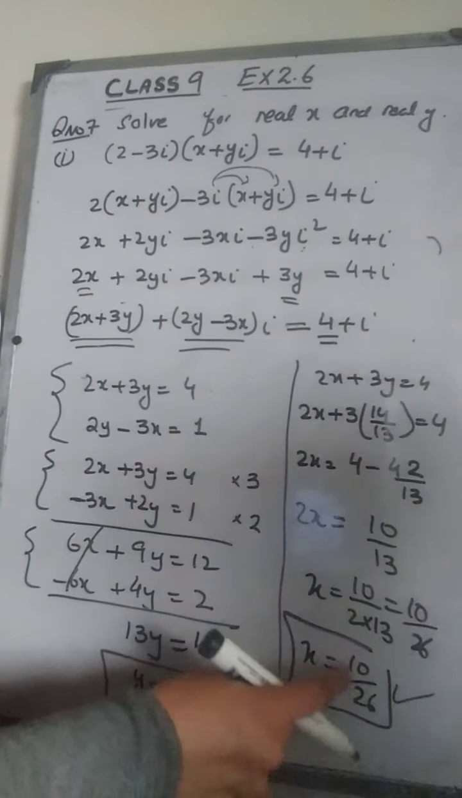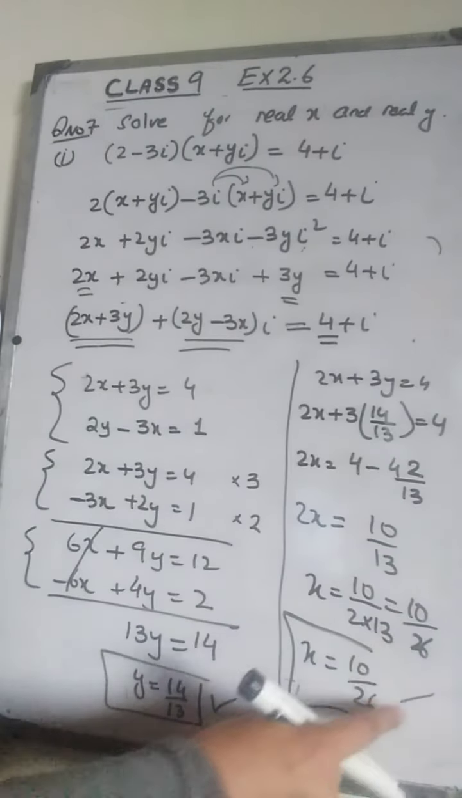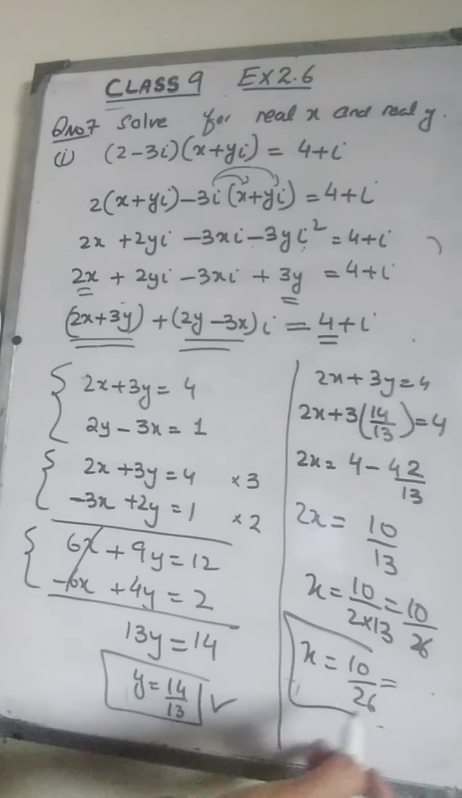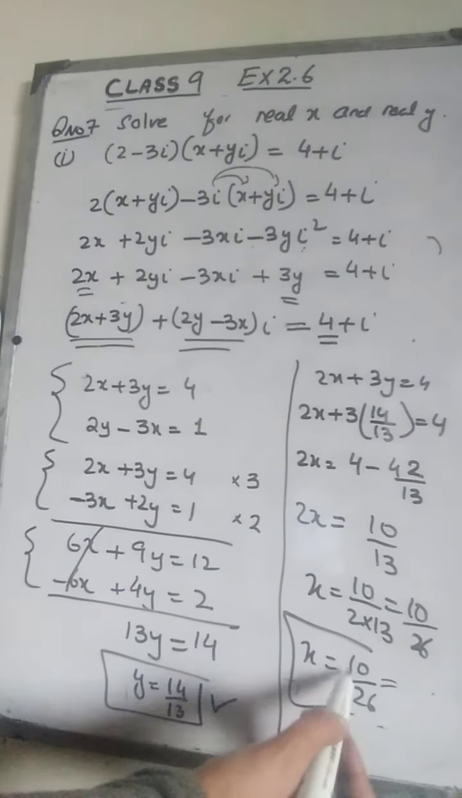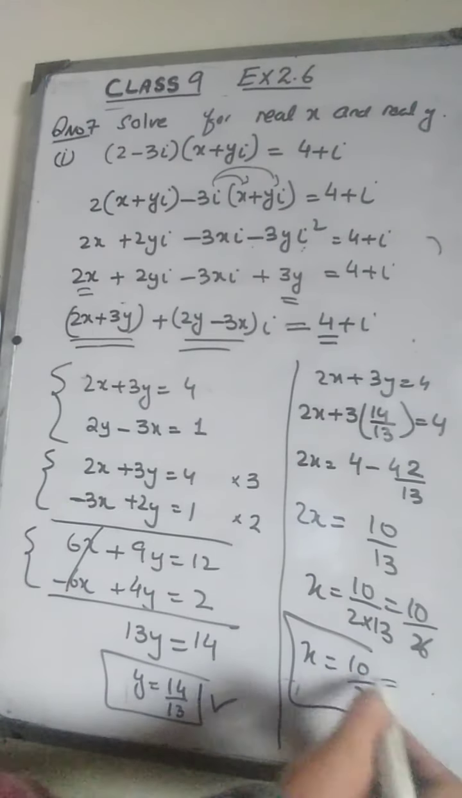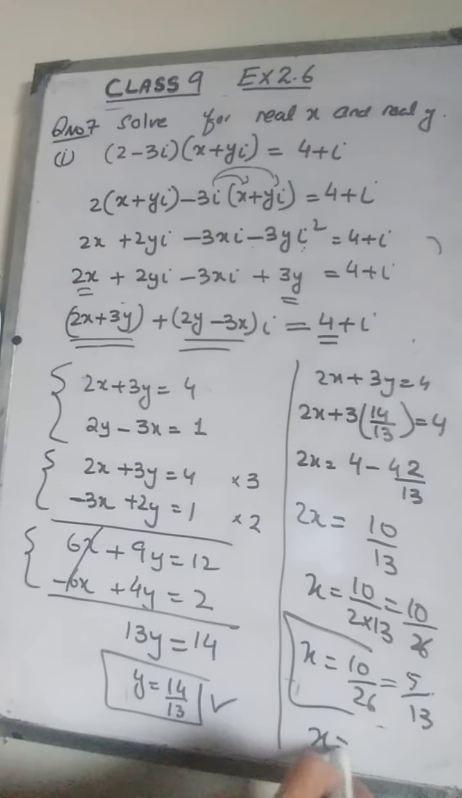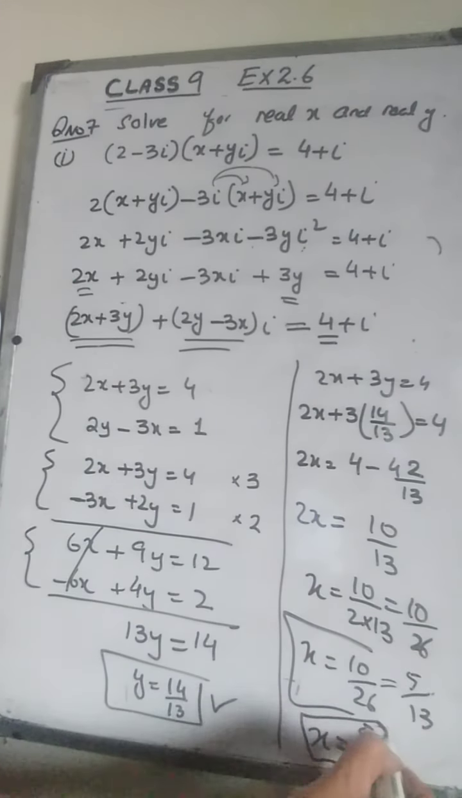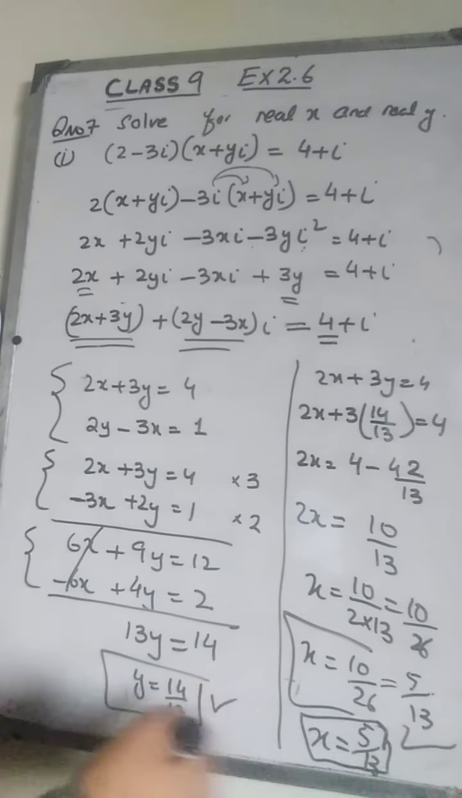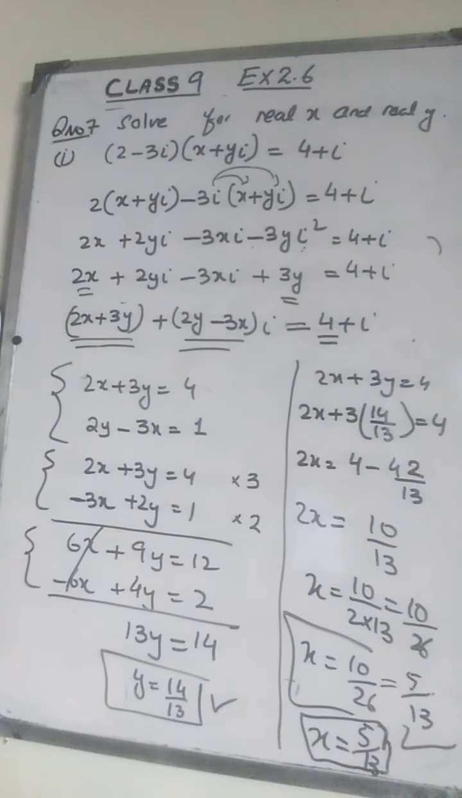Now over here there is some simplification. We can simplify it by cancelling: 2 5s are 10 and 2 13s are 26. So x will have the value 5 over 13 after simplification. So these two are the values of x and y which they have asked for. So this is the first part of question number 7. In the same way we are going to do the second and third part.